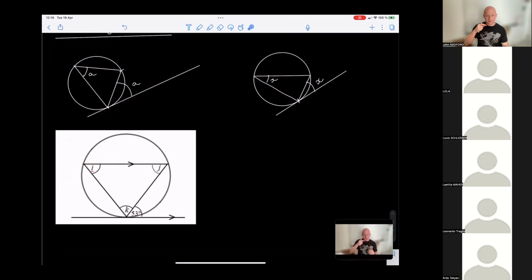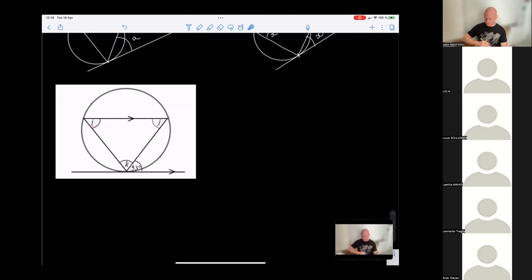What's cool about this theorem is that without even thinking, we can just state: my mind literally thinks of it as I see a tangent, I see a point of contact, and a triangle drawn from that point of contact.